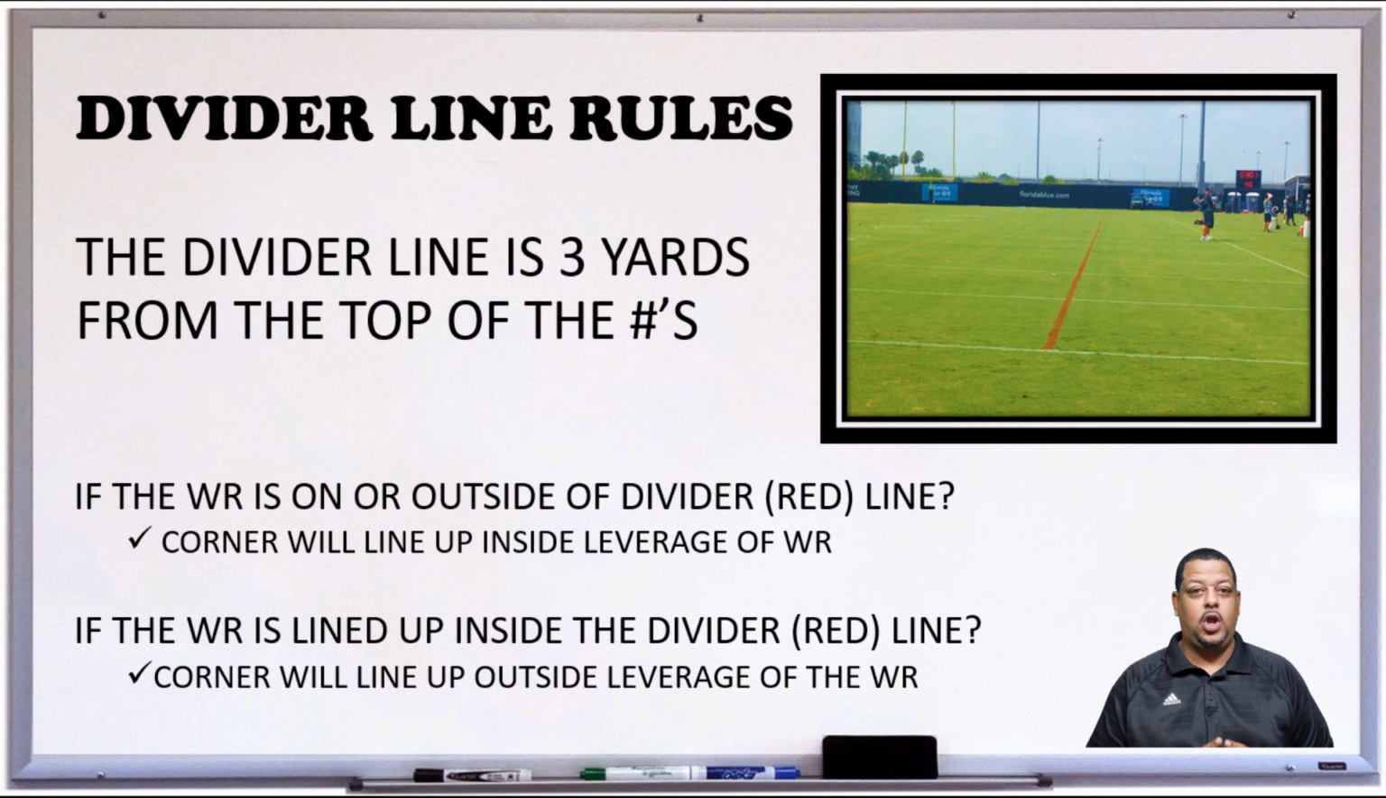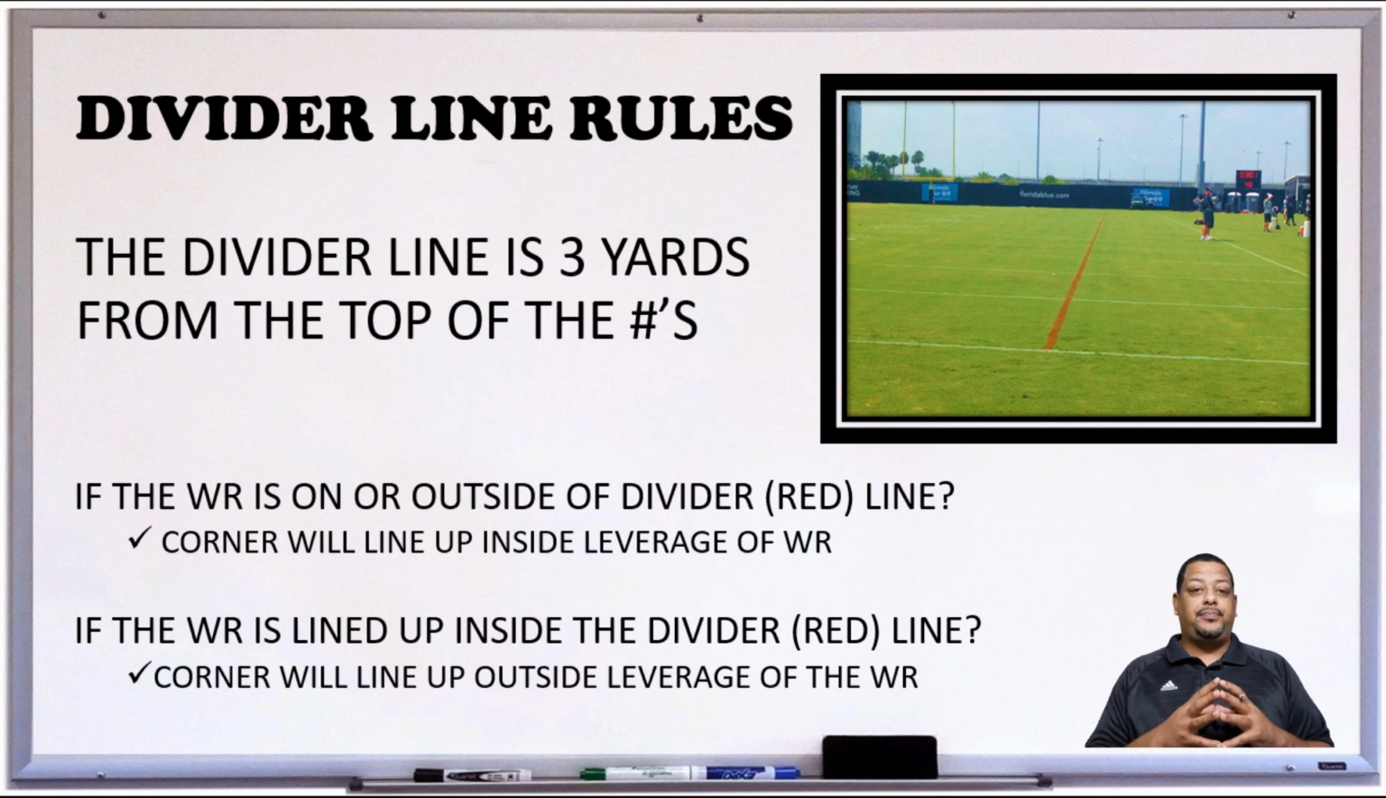It's very simple. Number one, if the wide receiver is on or outside of that divider line, that red line, then we're going to line up inside leverage of that wide receiver. Now, does that mean I have to be inside the red line? No. It's telling us to line up inside leverage of that particular player. If the wide receiver lines up inside the divider line, that red line again, the corner, we're going to line up outside leverage. Again, that doesn't mean you have to be outside the red line. We're going to line up outside leverage of that player.